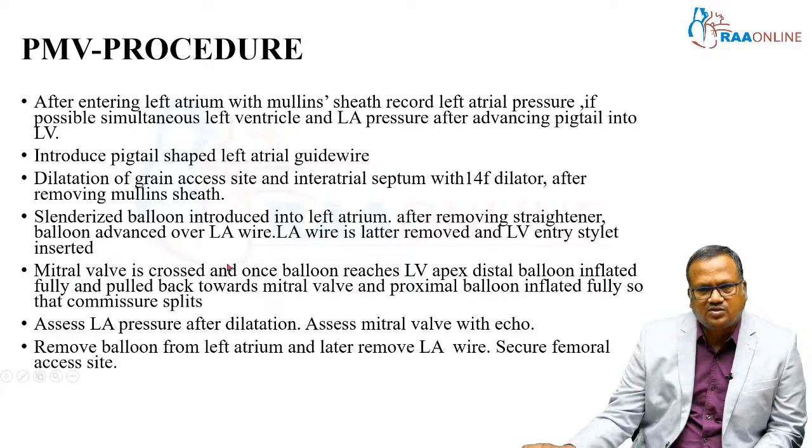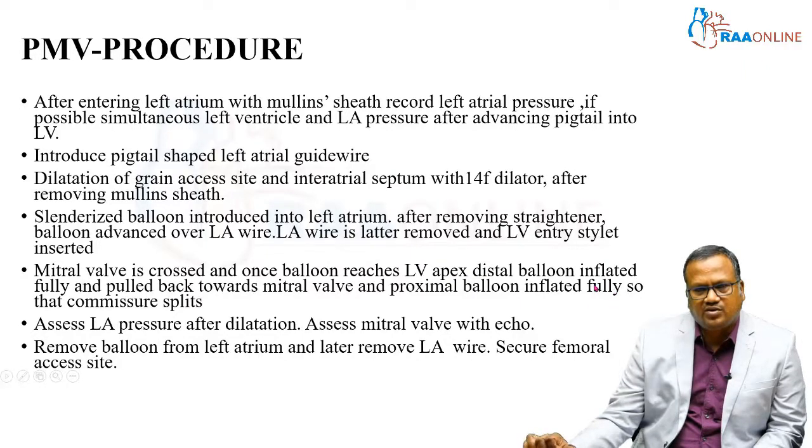Once you are sure that the balloon has crossed into the left ventricle, you push the balloon till it reaches the apex. You don't dilate just below the valve, because there will be subvalvular disease, so subvalvular disruption may happen. So once the balloon is advanced into the left ventricle, you push it into the apex and then inflate the distal balloon. When the distal balloon is fully inflated, you pull back the entire assembly towards the mitral valve, and then the proximal balloon is inflated fully.